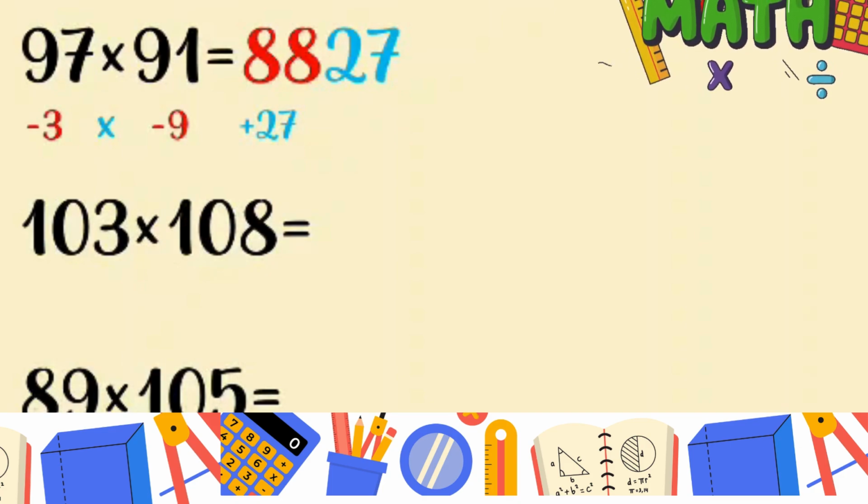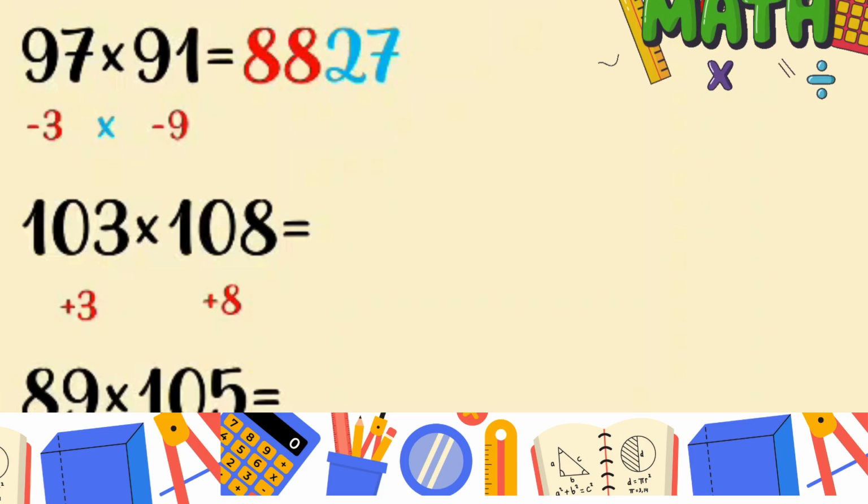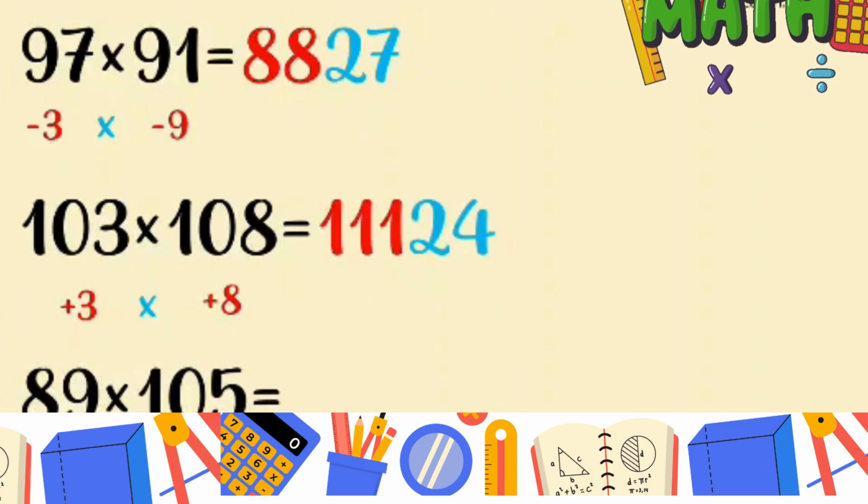Okay, let's try the next one. 103 multiplied by 108. So how far from 100? This one here is positive 3 and positive 8. So when we put this together, we are going to go 103 plus 8 or 108 plus 3, which will give us 111. The next part will be multiplying these like we did before, positive 3 multiplied by positive 8, which will give us a positive 24. So we are just going to add 24 with our answer, which will be 11,124.